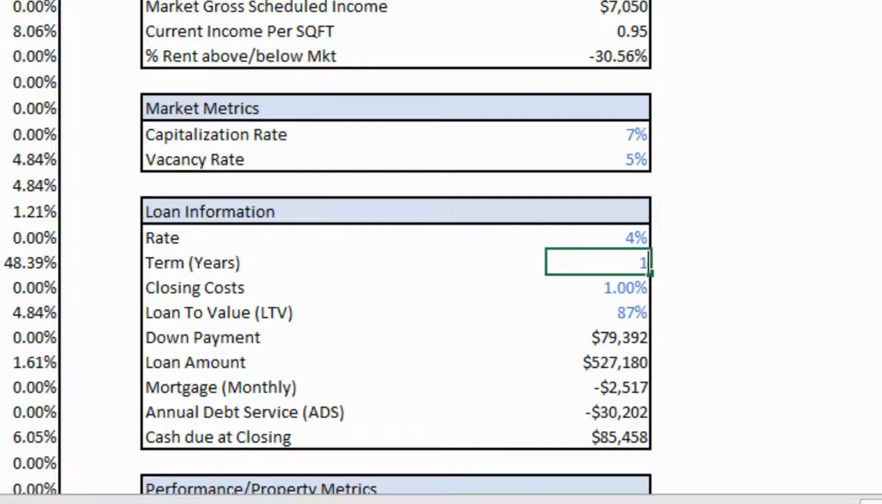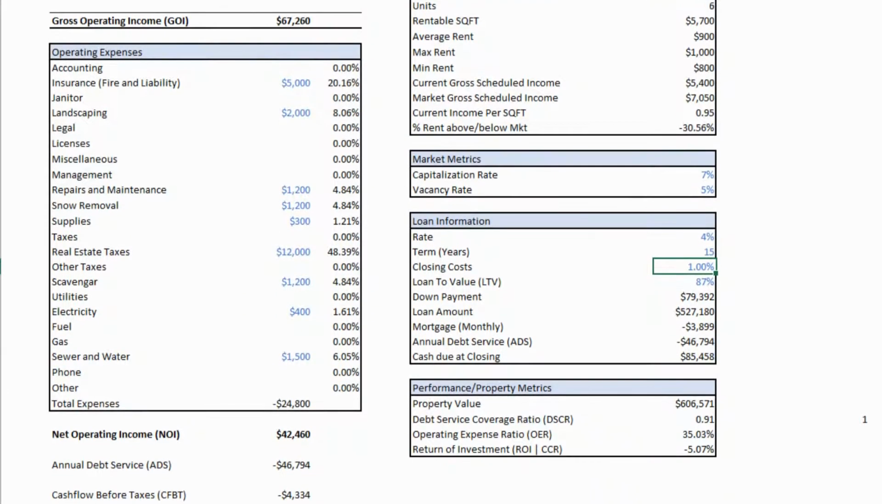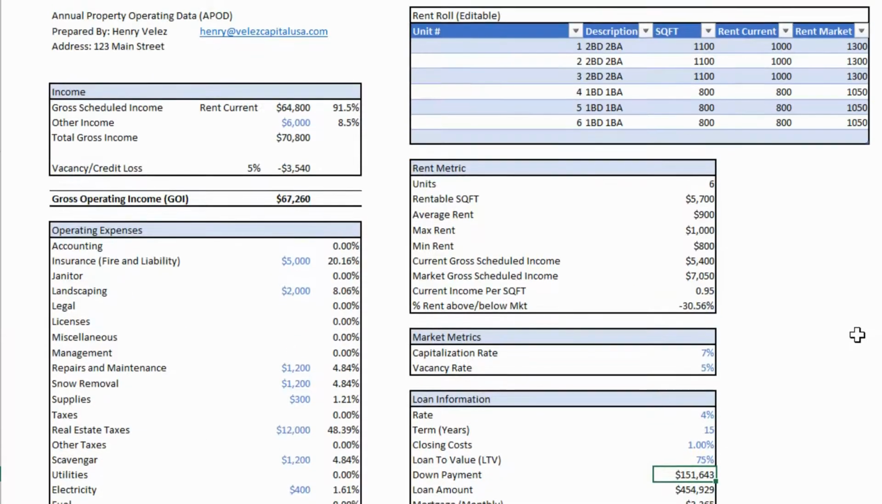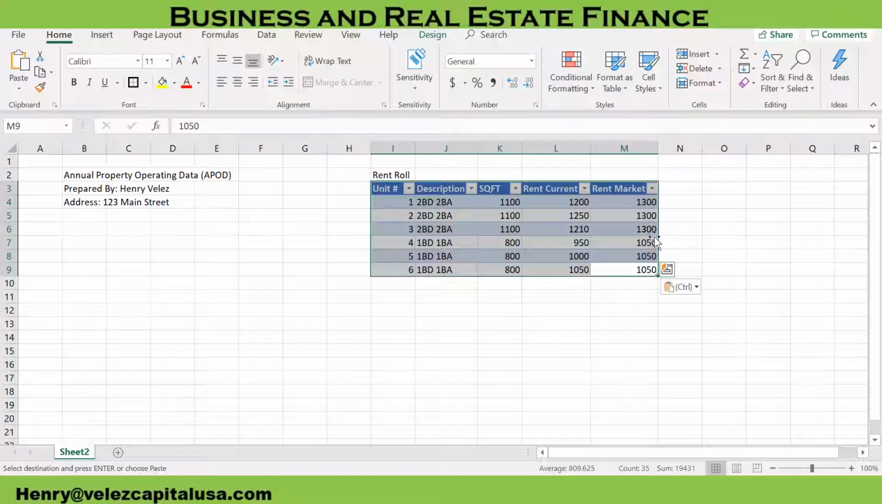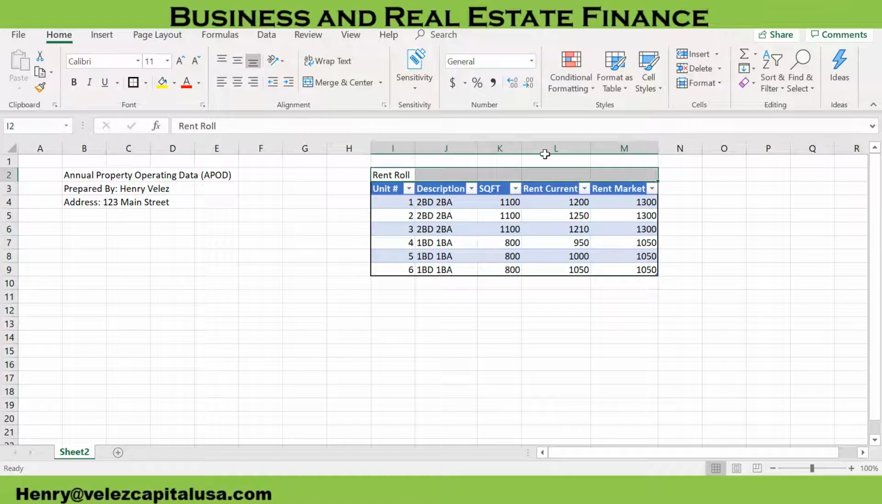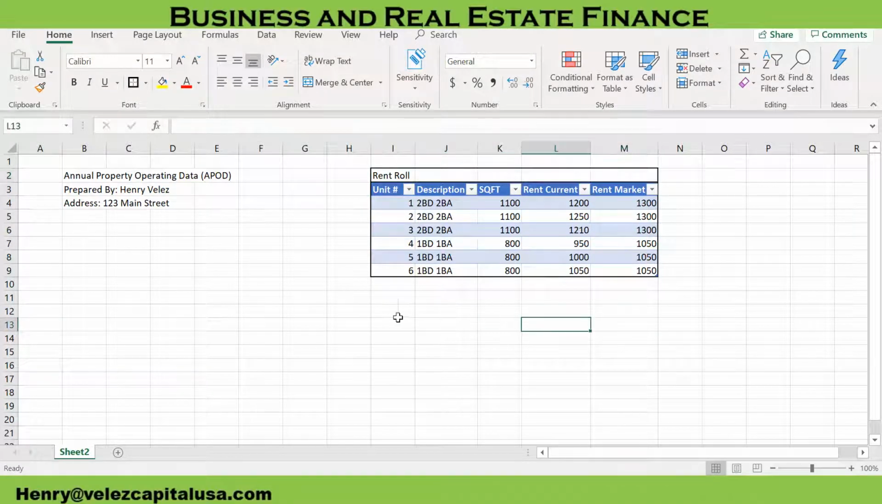So let me copy and paste the rent roll information in here so we save some time. And so we have some 2 bed, 2 baths and some 1 bed, 1 bath. The smaller square feet have smaller rents, and everything seems to be below market rent right now. So there's a possibility to make some money by bringing these up, and we'll get into that.